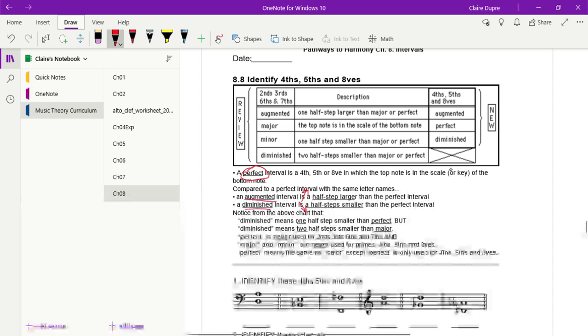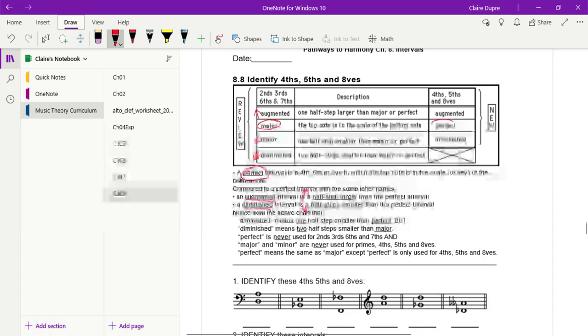So here's what we learned in the seconds, thirds, sixths, and sevenths. You have your major, which is in the major key. Then you have your augmented. You make it a half step larger. Minor, half step smaller, and then diminished, 2 half steps smaller. Now, for perfects, you don't have to worry about major and minor. We're just going to have perfect in the normal scale.